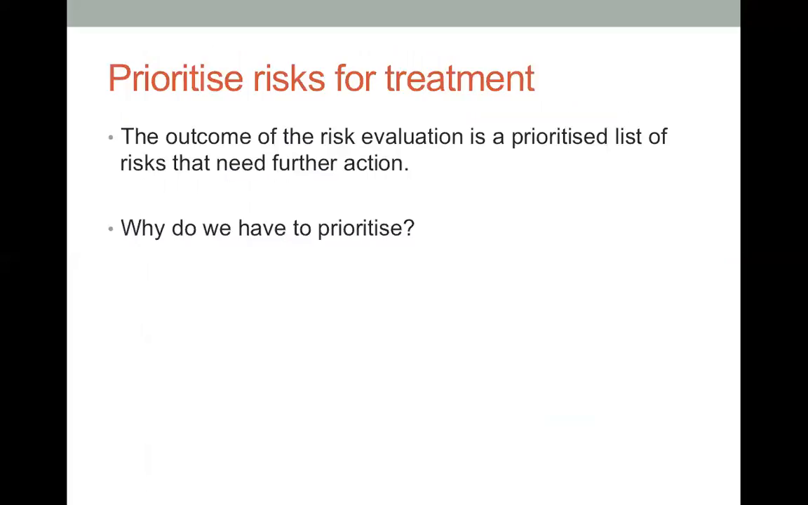And prioritize risk for treatment. The outcome of the risk evaluation is a prioritized list of the risks that need further action. Now, the question is, why do you have to prioritize? Why do you have to prioritize risk?